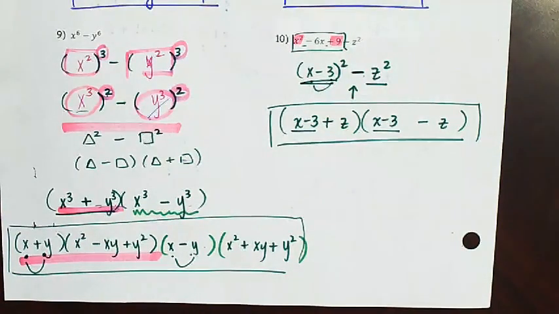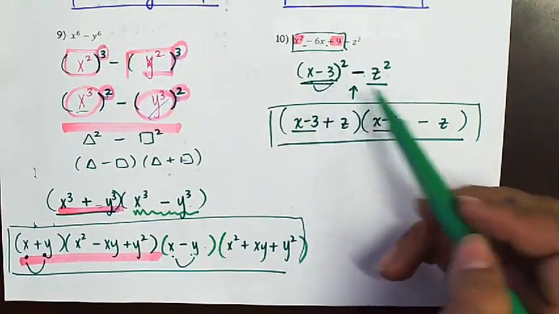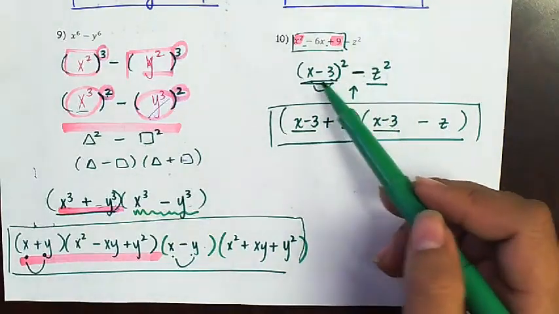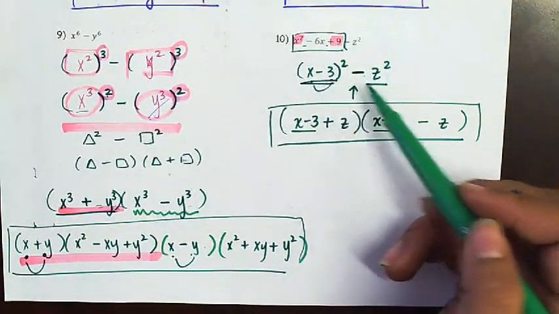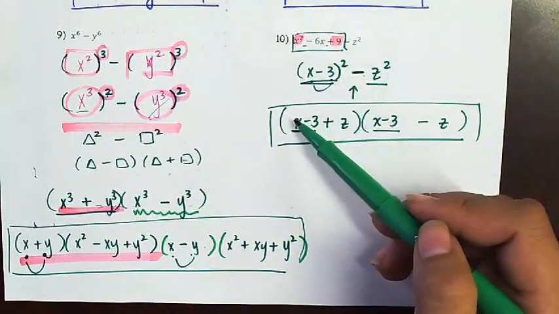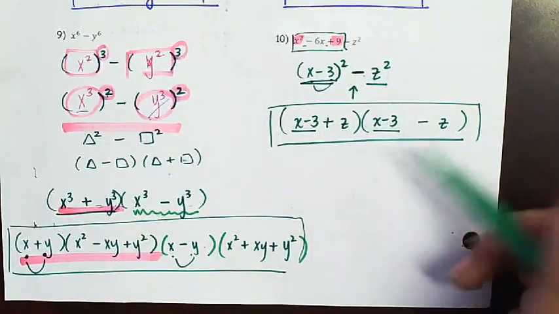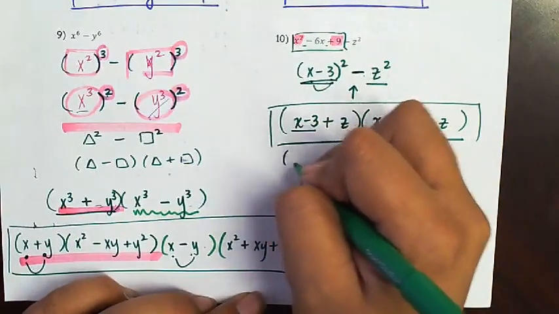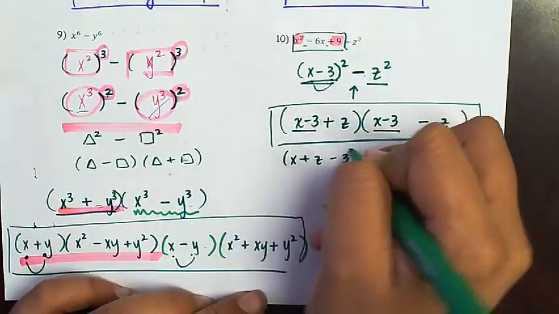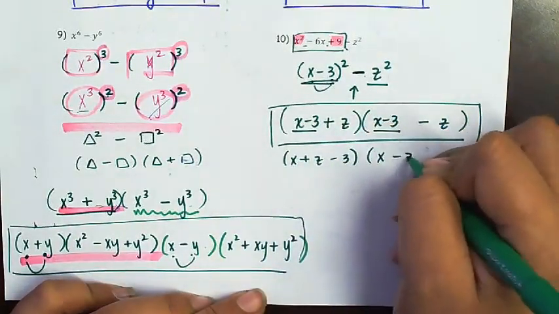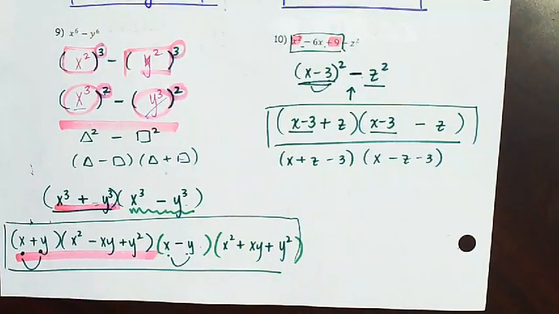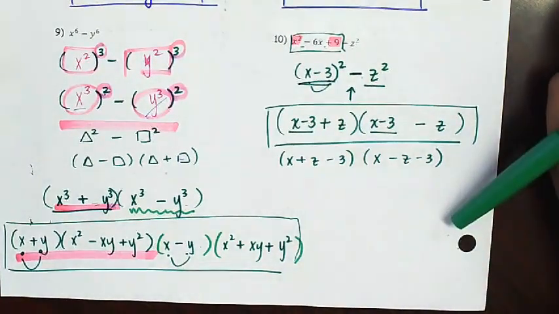Alright, so again, once we do this, they have nothing in common, but at least it's a perfect square. It's a difference of 2 perfect squares. So you would just split it up as x minus 3 plus z, x minus 3 minus z. And you can stop. Or we can also write it as x plus z minus 3, x minus z minus 3, if you want the letters to be together. It doesn't matter. And that's it.